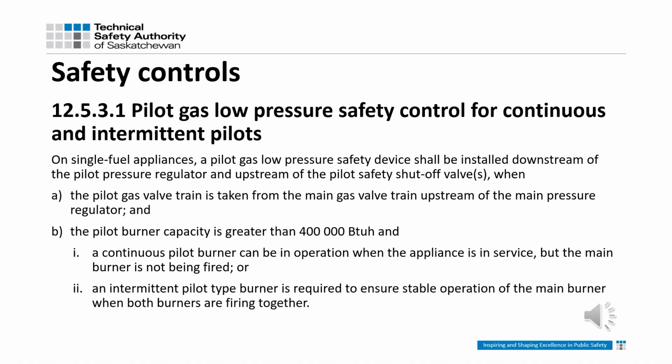12.5.3.1. Pilot gas low pressure safety control for continuous and intermittent pilots. This clause was rewritten to reduce some confusion and misinterpretation. There was a note that was removed and added into the code. A and B lay out the requirements for when a pilot gas low pressure safety device shall be installed.